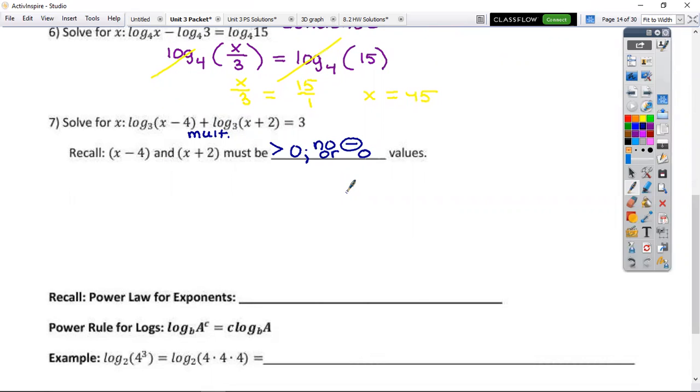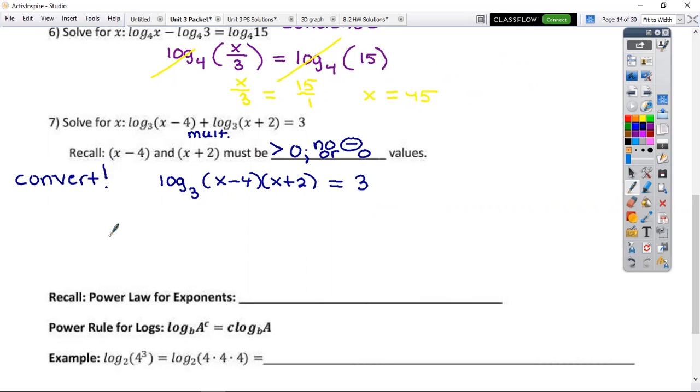So to solve this, I have to rewrite it. I'm going to take this side and rewrite it as multiplication. So I go log base 3 of x minus 4 times x plus 2 equal to 3. This is not the same as the problem above it. The problem above had equal bases. This problem you do not. So when you do not, what you have to do is take this and convert it to solve. This is a good review of that.